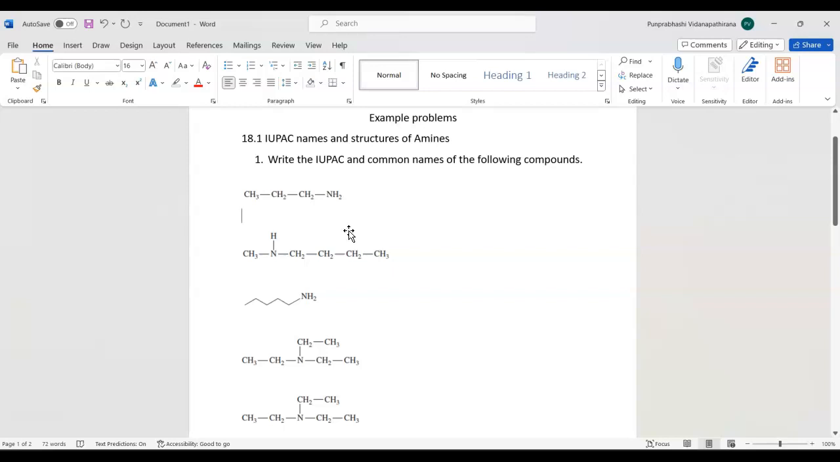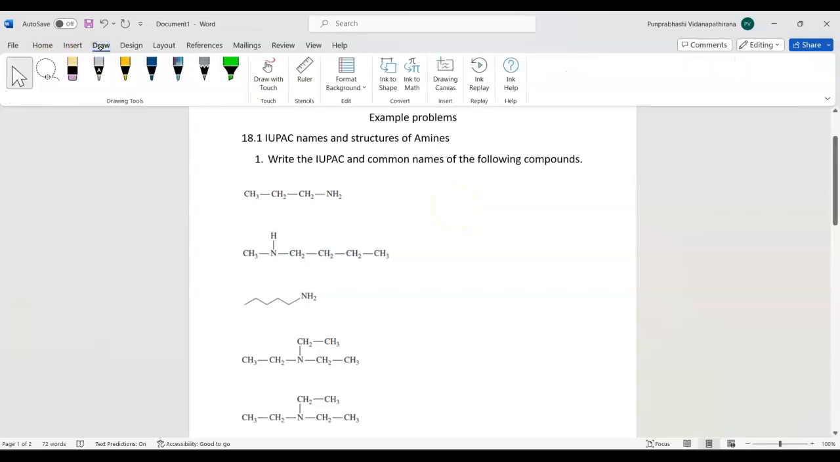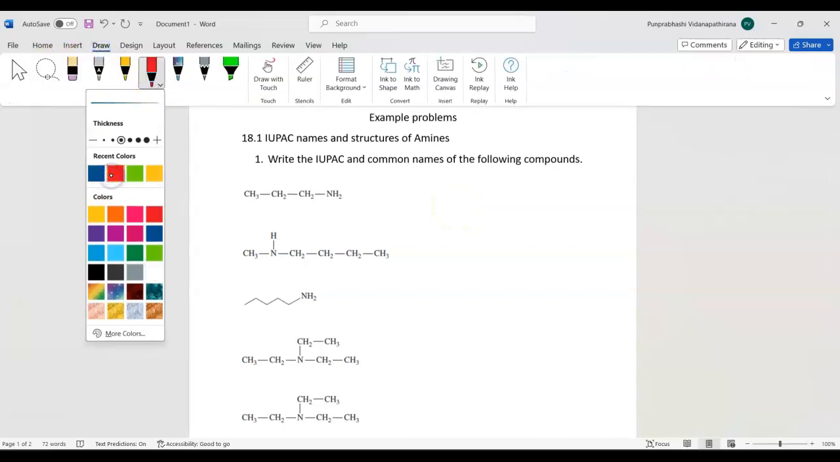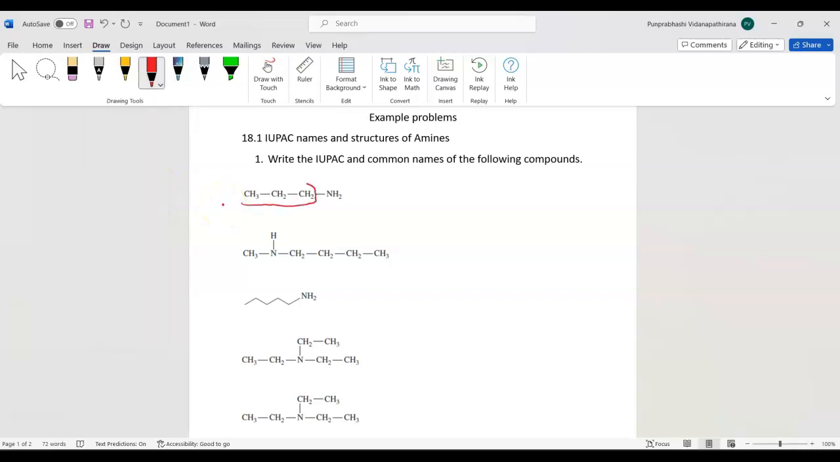Okay, the first compound. So we will see what the IUPAC name is and how you can figure it out. The first thing is to determine the longest carbon chain, which has 3 carbon atoms. So you start with the alkane name propane. Since this has more than 2 carbon atoms, we will number the carbon chain. So the IUPAC name will be 1-propanamine.